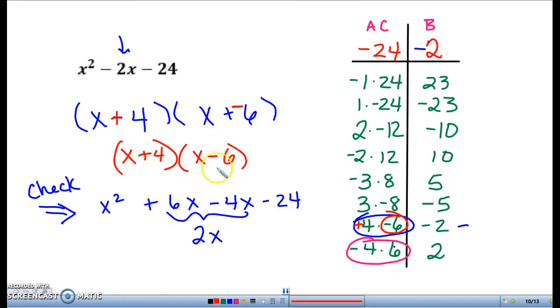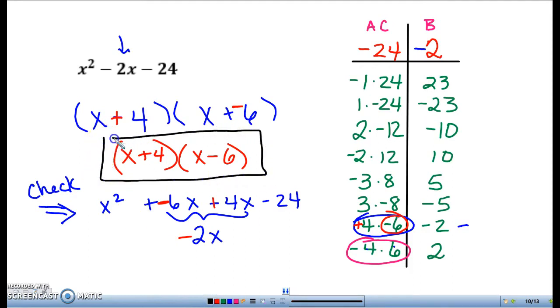That changes when you do your outsides. That becomes a negative 6. This becomes a positive 4. Add those together and you get the negative 2x. I see this kind of simple mistake made all the time. And with a simple 15-second check, you would have found your error and corrected it.